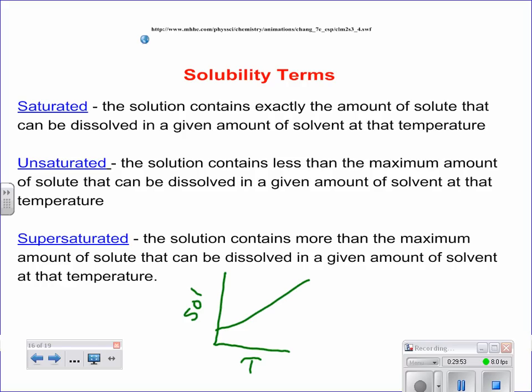If we were to look at that temperature and the mass of your solute per grams or kilograms of your water, if it fell on the line, that is considered saturated. If it falls under the line, then that means you can still put more of your solute in there and it'll still hold it. So that's considered unsaturated, oh sorry, I wrote that wrong again. If it's on the line, it's saturated. If it's under the line, it's unsaturated. And if it's above the line, then it's considered supersaturated.